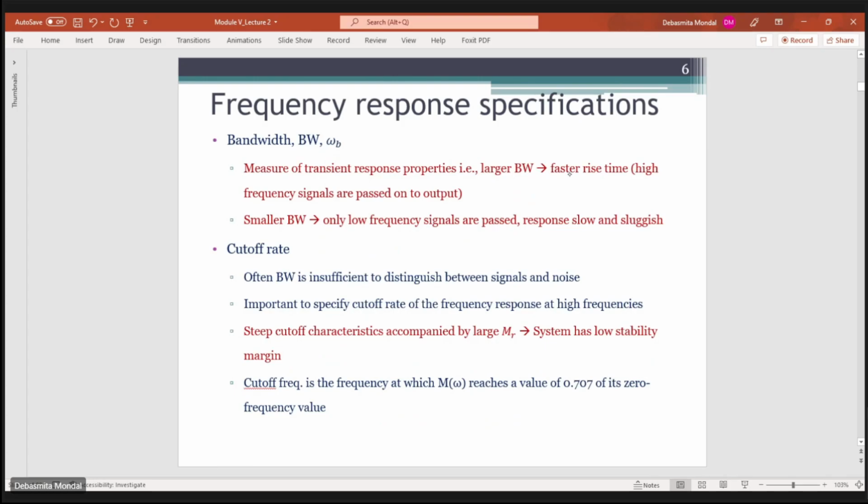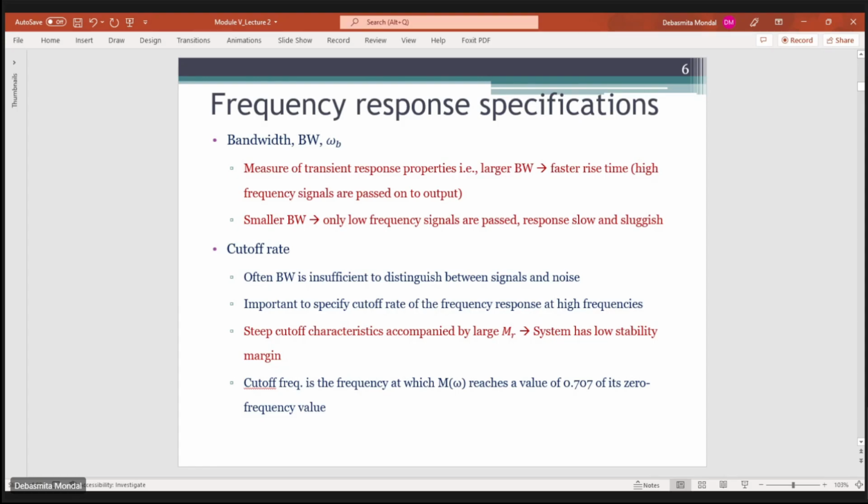Okay. If you have lower bandwidth, that means only very low frequency signals will be passed, and as a result, the response of your system would be very slow and very sluggish, you can say. Now, there is another factor which is known as cutoff rate.